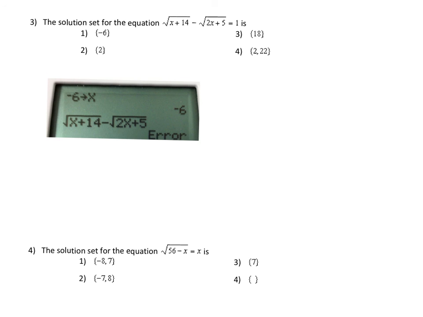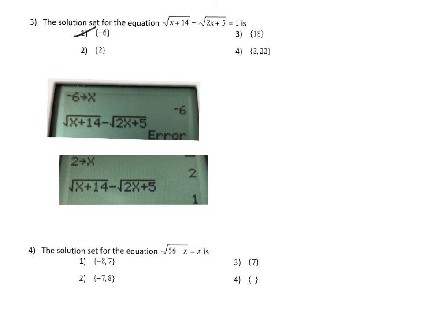Okay, in number 3, I looked at the first answer choice, and I stored x as -6 in my calculator. And then I just plugged in the left-hand side of the equation, right here. And when I did, it did not give me 1. It actually gave me an error. The reason it gave me an error is because if you take -6 and substitute it into this radical, you wind up with a negative under the radical. So choice 1 didn't work out, so that one we can cross off.